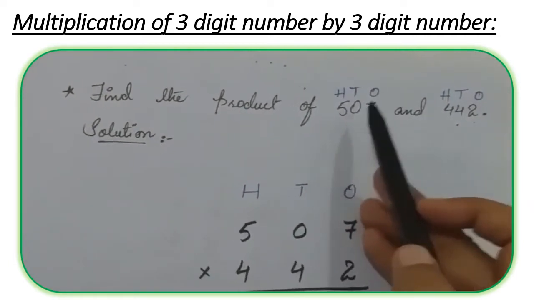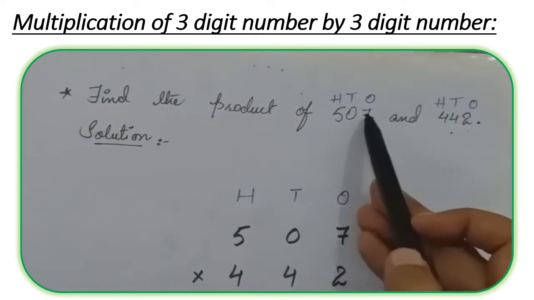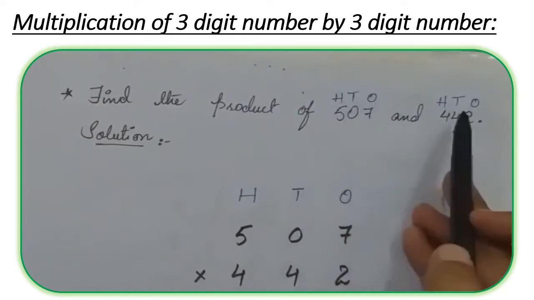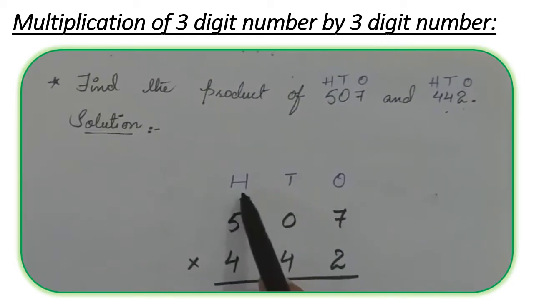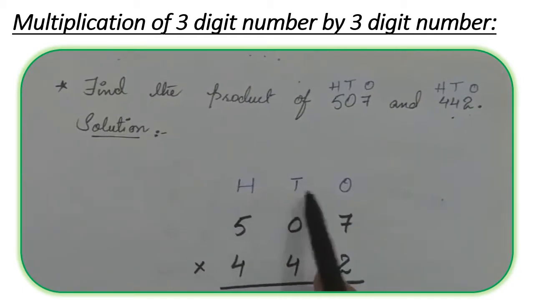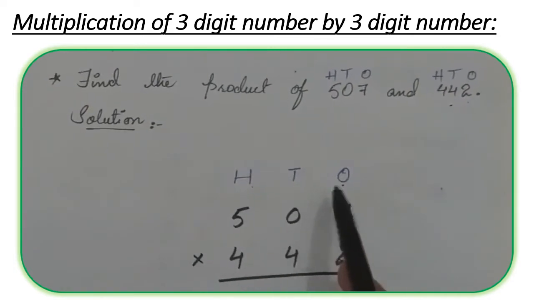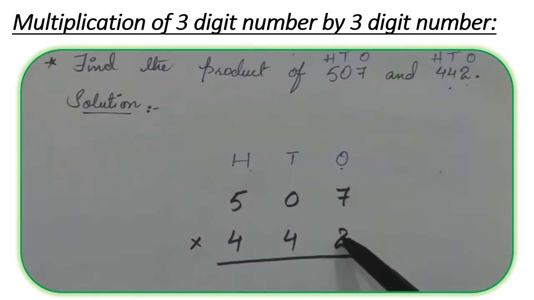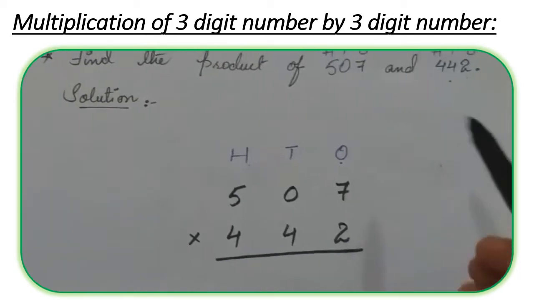Before starting our solution, as I told you, first we will write the place value on each digit of the multiplicand and multiplier. So here I have written. Now in the solution we again start by writing the place value first. So here I have written the place values hundreds, tens, ones, and then we will copy our multiplicand and multiplier in the vertical form. Like in this I have copied it.